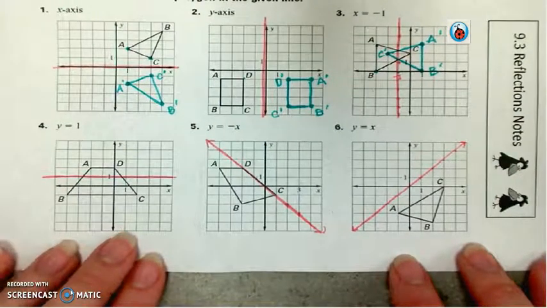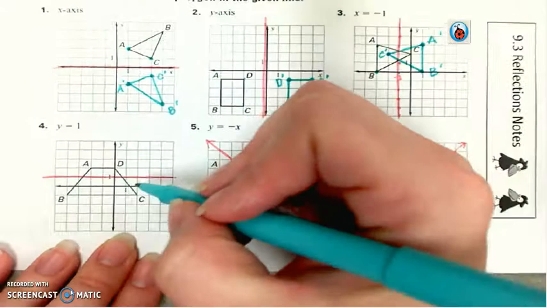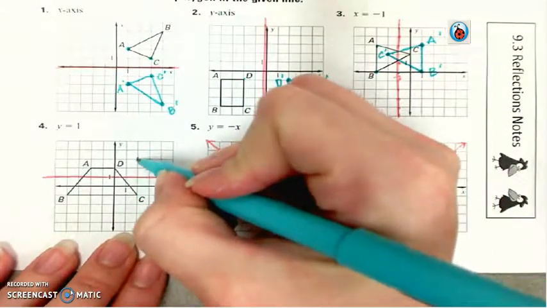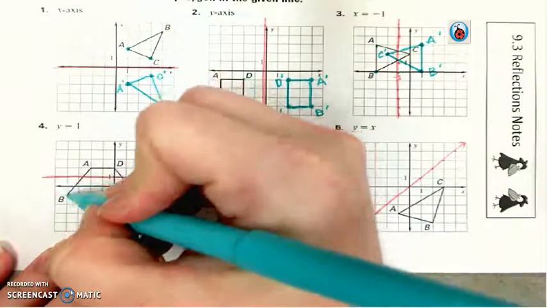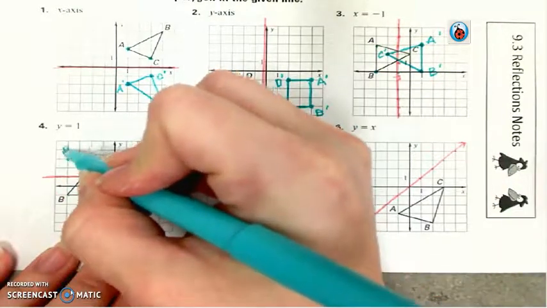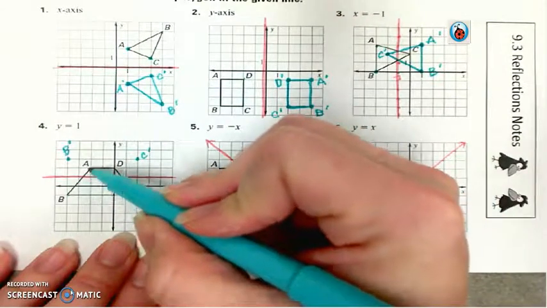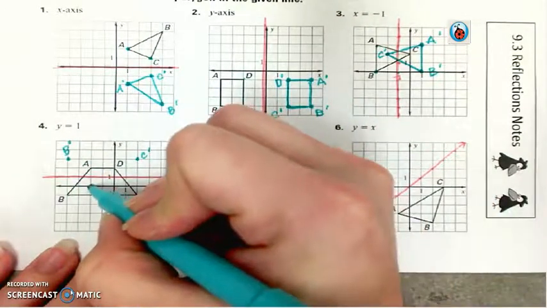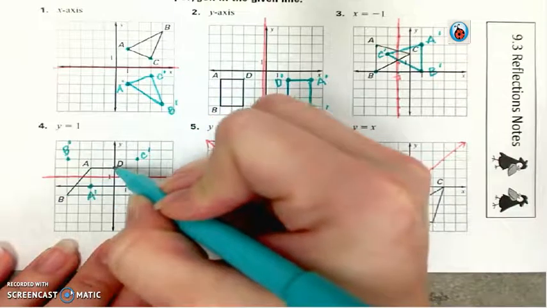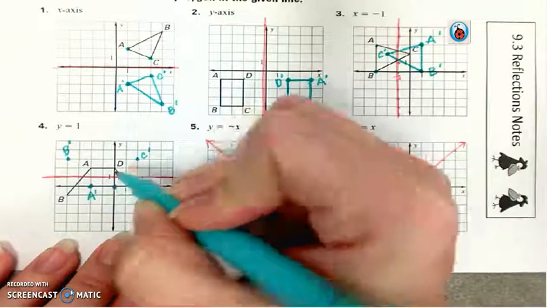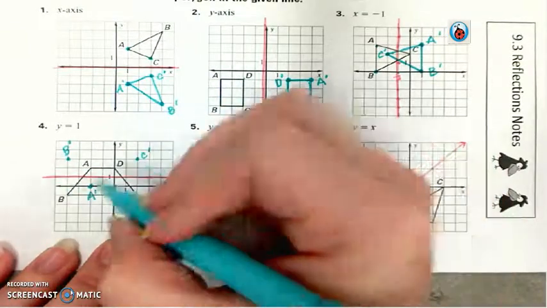Number 4, another overlapping one, right? So if we're folding over this line, anything below lines up above. Anything above, if you fold it over that line, winds up below. You have to really pay attention to which line you're using, right? Maybe make it a different color like I did.